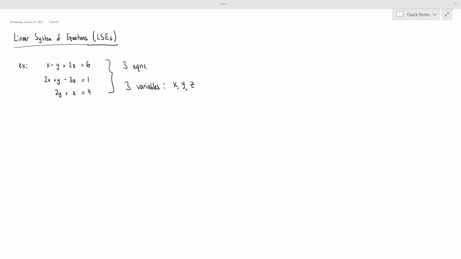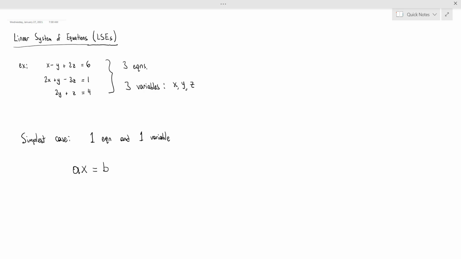Now, the simplest case would be when you have one equation and one variable to solve for. So a linear equation with just one variable in it would look something like this. We'd have a variable x, and because it's linear, it's not being raised to any power. It's just x. It'll possibly be multiplied by some number, and then it'll be set equal to another number.